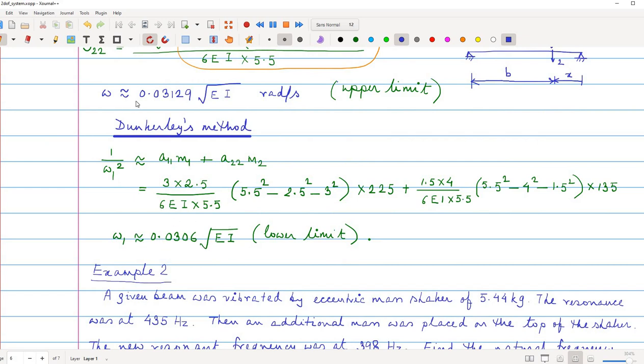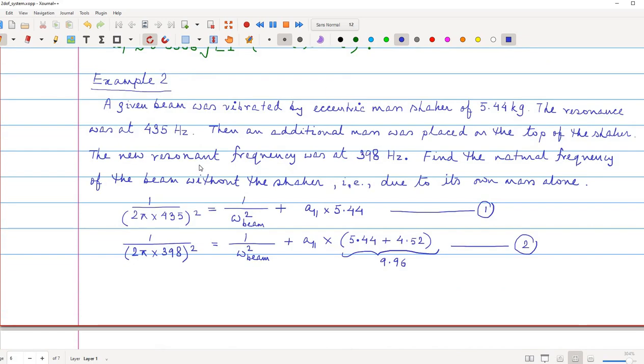So always remember that Rayleigh's method gives the upper limit and Dunkerley's method gives the lower limit. So both are approximate methods, and one gives the upper limit and the other gives the lower limit.